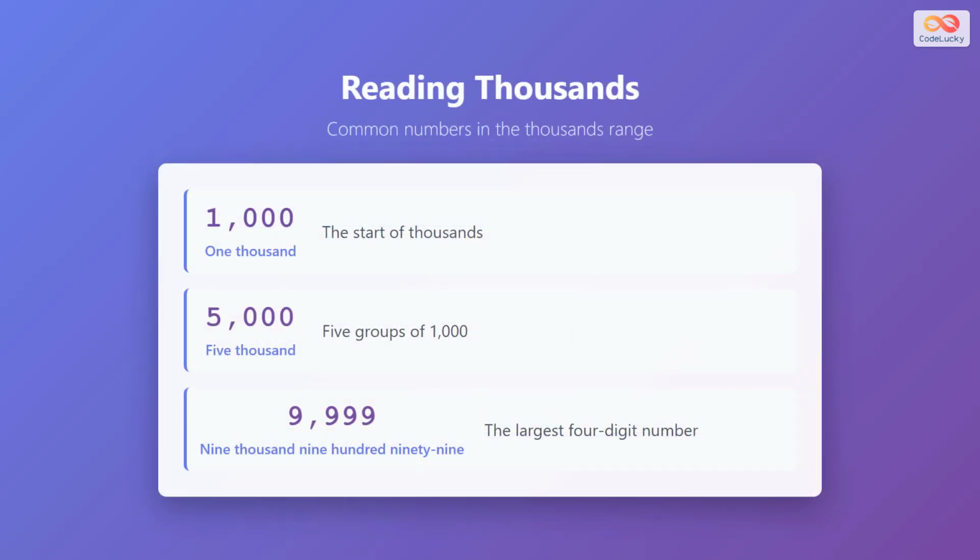Now let's practice reading thousands. 1,000 is the starting point. 5,000 means 5 groups of 1,000. 9,999 is the largest 4-digit number you can make. When you see a number like 5,000, you say the thousands part first, then add the remaining numbers. This pattern works for all numbers in the thousands range.